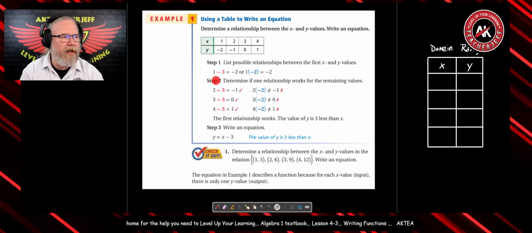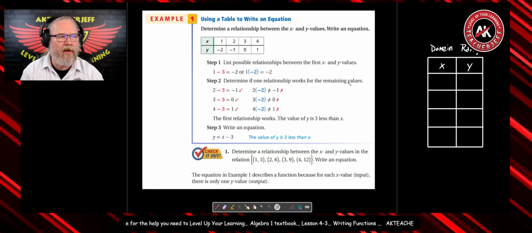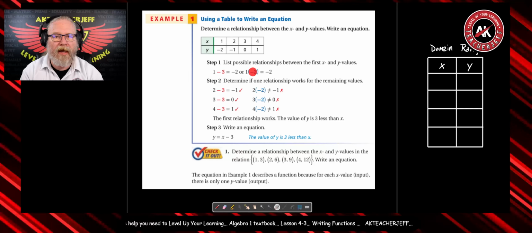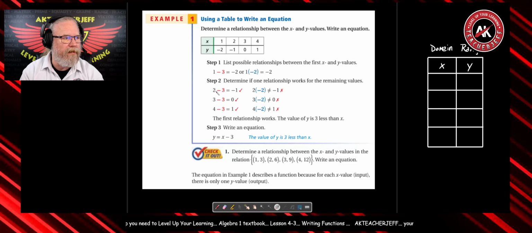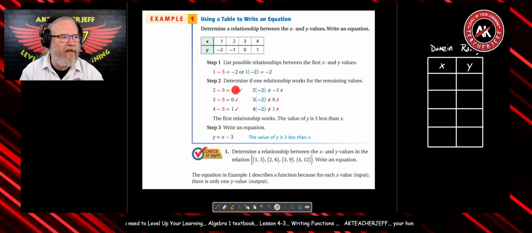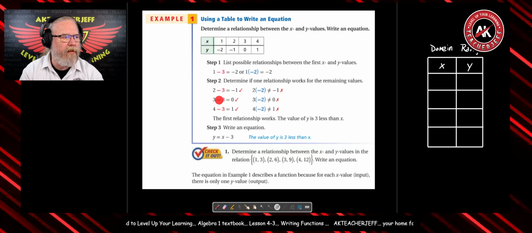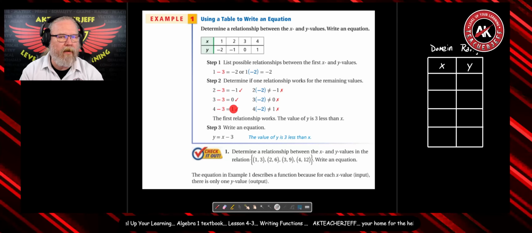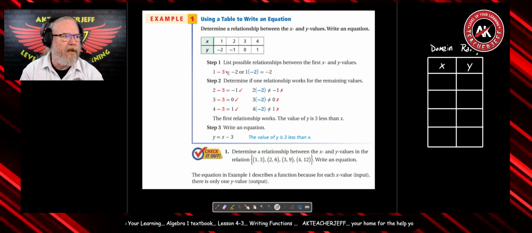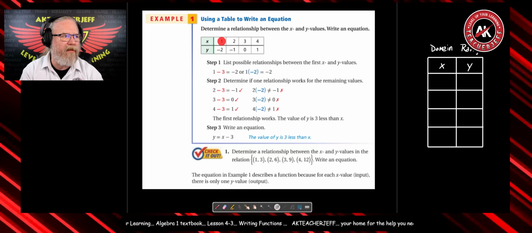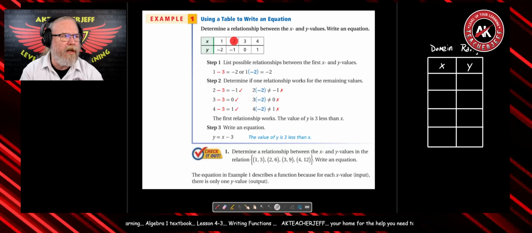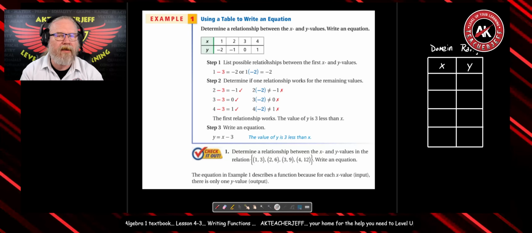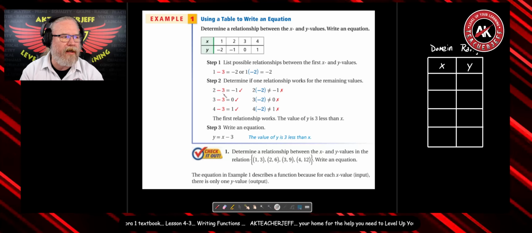So let's go ahead and do step 2, determine if one relation works for the remaining values. So two possibilities, subtracting 3 or multiplying by -2. Let's see which one works. So 2 minus 3, -1. Indeed it is. 3 minus 3, 0. Checks out. 4 minus 3, is that 1? Yep, it sure is. So if we have a value of 1 and subtract 3, we get -2. 2 minus 3 is -1, 3 minus 3 is 0, and 4 minus 3 is 1. So it looks like the relationship is subtracting 3.